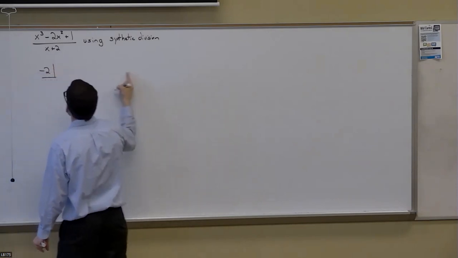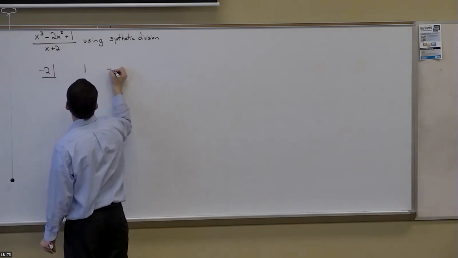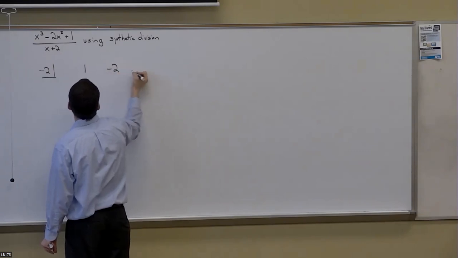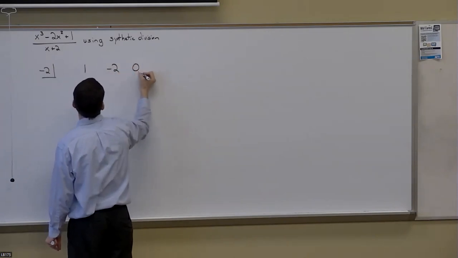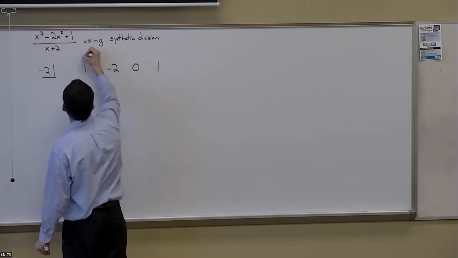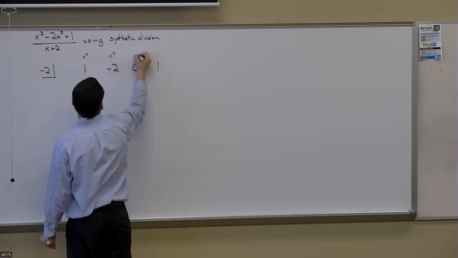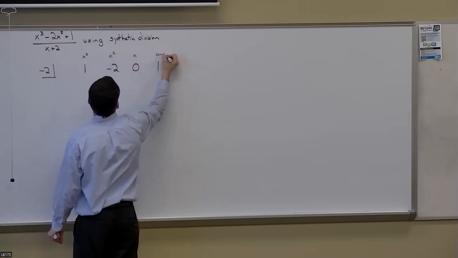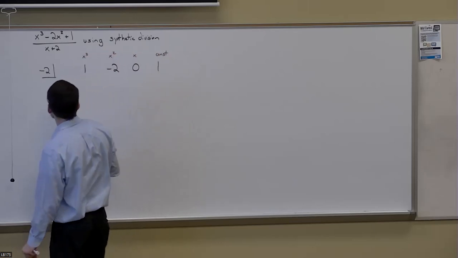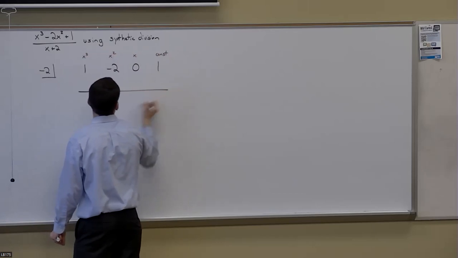Now let's put the coefficients of this polynomial. The x to the third term is a 1. The x squared term is a negative 2. The x to the first term is a 0. And the constant is a 1. I'll leave some space.